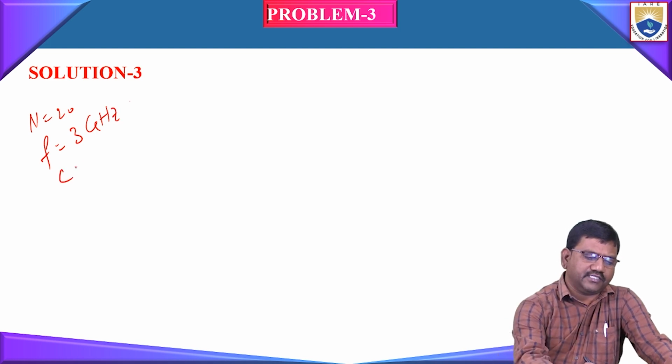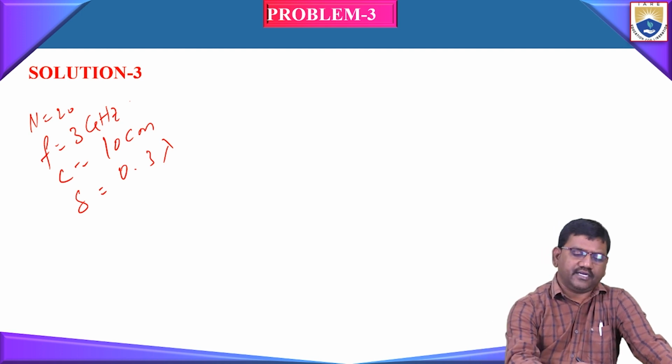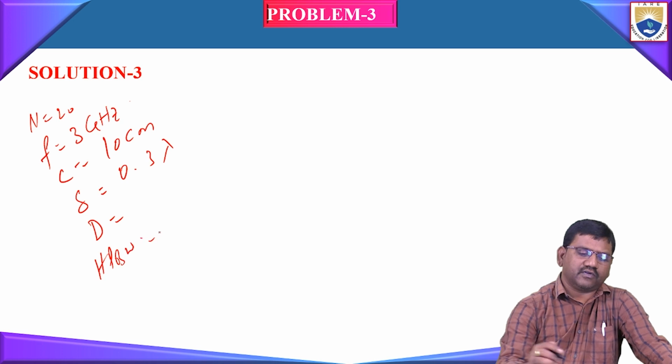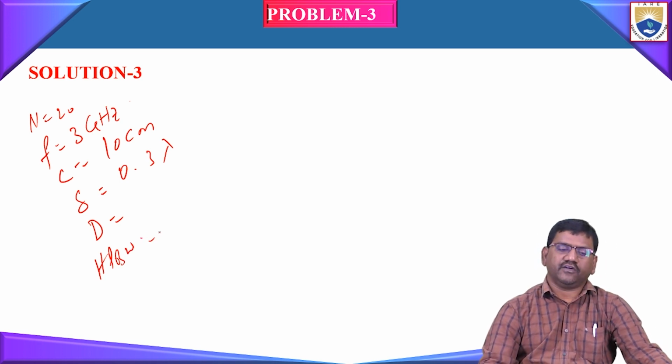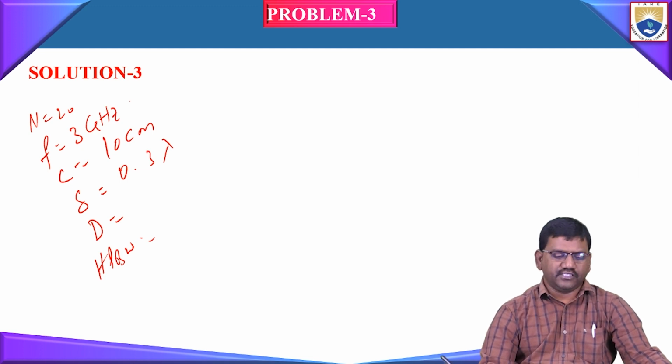The circumference C is given as 10 centimeters, and the spacing between the turns is given as 0.3 lambda. So we need to find out the directivity and the half power beam width. So what is directivity here?